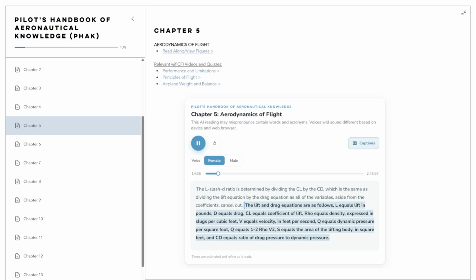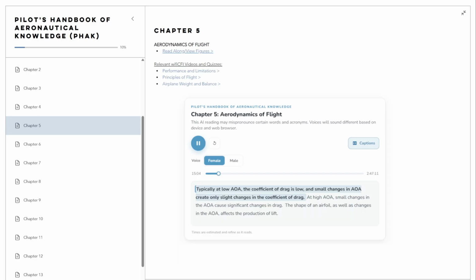The lift and drag equations are as follows: L equals lift in pounds, D equals drag, Cl equals coefficient of lift, ρ equals density, expressed in slugs per cubic feet, V equals velocity, in feet per second, Q equals dynamic pressure per square foot, Q equals 1/2 ρ V², S equals the area of the lifting body, in square feet, and Cd equals ratio of drag pressure to dynamic pressure.